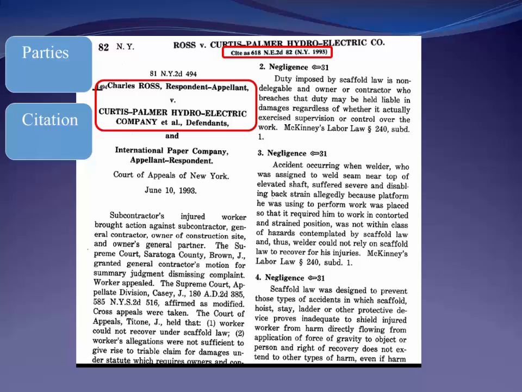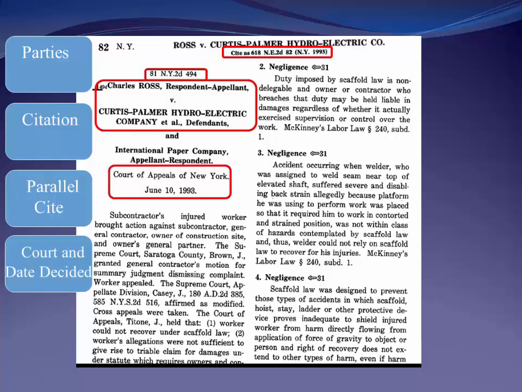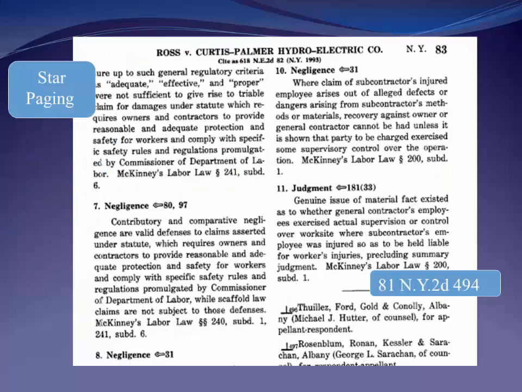There's the parallel site. There's the New York Official Reporter. If we were before a New York court, we would use that. There's the court and the date decided, so you can tell who's making the jurisprudence. There's this concept of star paging, so while I'm in the volume of Northeast Reports, I can also see where this particular page fell in the New York Reporter.